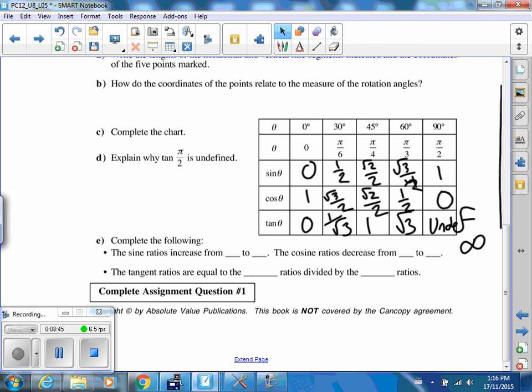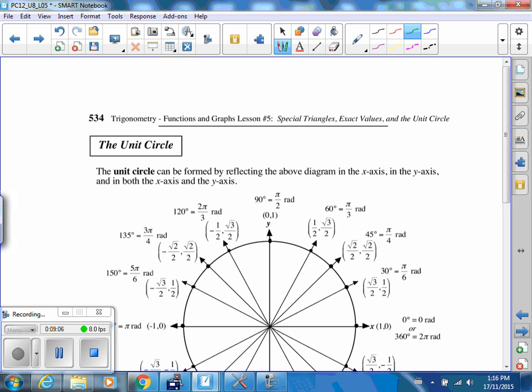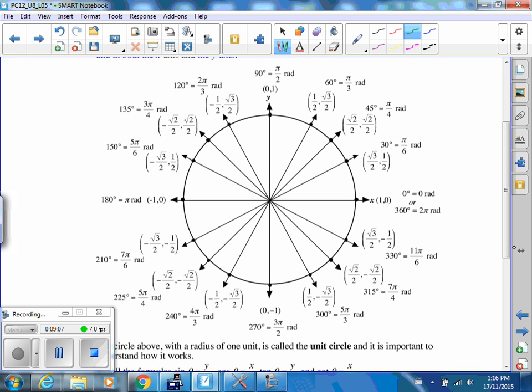Sine ratio increases from 0 to 1. Cosine goes from 1 to 0. Tangent ratios are equal to sine over cos. Again, sine is y, cos is x, tan is y over x. There. Now, this is our whole unit circle. Again, the way we build this is just counting up, counting down.